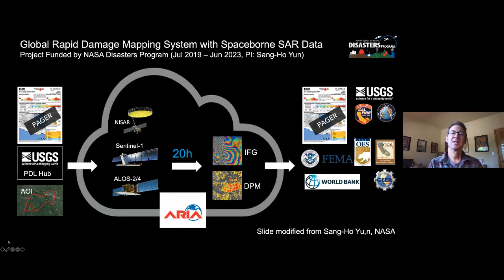And the imagery that they produce is basically the interferogram, which shows the displacement of the ground with respect to the satellite before and after the earthquake, as well as what we call the DPM, the damage proxy map, which is the change in coherency, or the change in the radar signal before and after the earthquake. And that change is typically due to building damage or some kind of ground failure or some kind of change before and after the earthquake. And we're going to use those images to update our models and provide that information back out to the public.